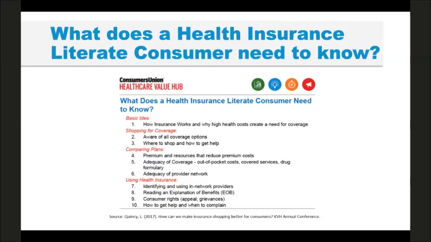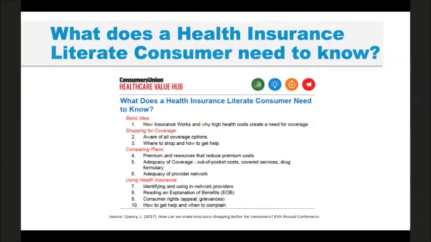Each of our modules will help your consumers with these tasks. Each of our modules will help you understand, take away resources and skills to help you assist your consumers in each of these areas. We do want our consumer to have a basic understanding of health insurance and why we need health insurance, why we need the coverage. Secondly, we want them to be able to shop for coverage, that they know what options are available to them, that they know where to shop and how to get help. So once again, thinking about those decision support tools and our information intermediaries.